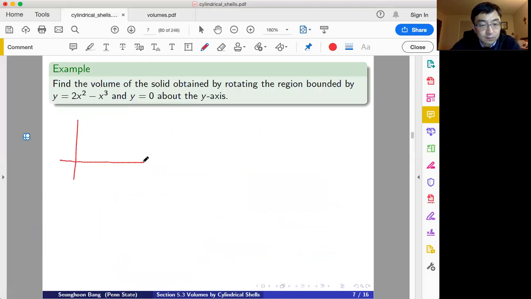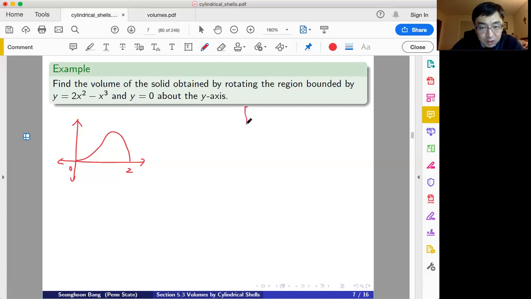Here, was it like a graph? The graph is like this from the previous one, from 0 to 2. So we have this region. So how can you use our result?